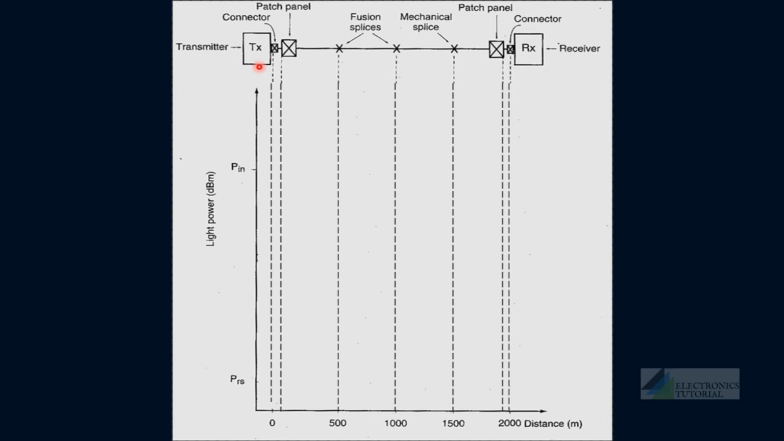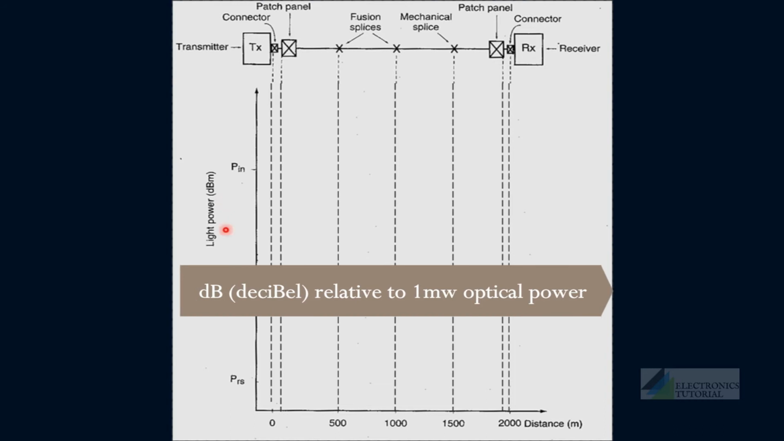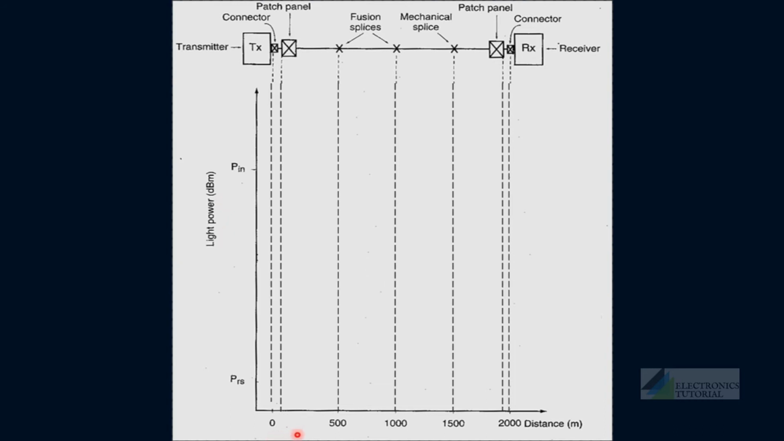The same block diagram is shown here: transmitter, a connector, a small piece of fiber, a patch panel, fiber sections. In between these fiber segments, we are using some splices, again a patch panel, a patch cord cable, a connector, and finally reaches the receiver. These lines are meant for considering the power budget in a graphical method. In the y-axis, we are considering the light power, and it is usually expressed in dBm. And in the x-axis, we will be considering the distance covered. It is expressed in units of meters.